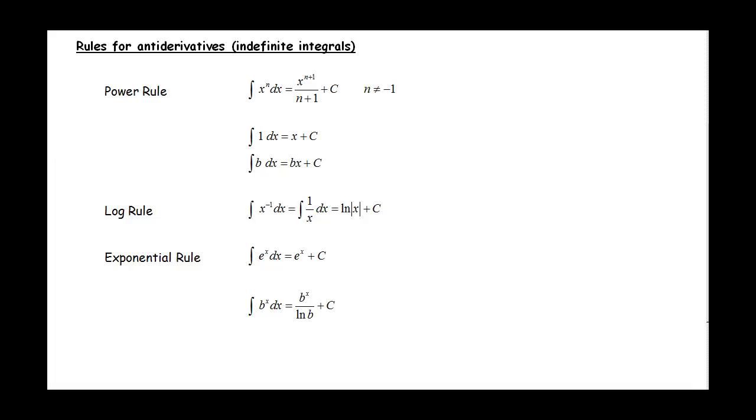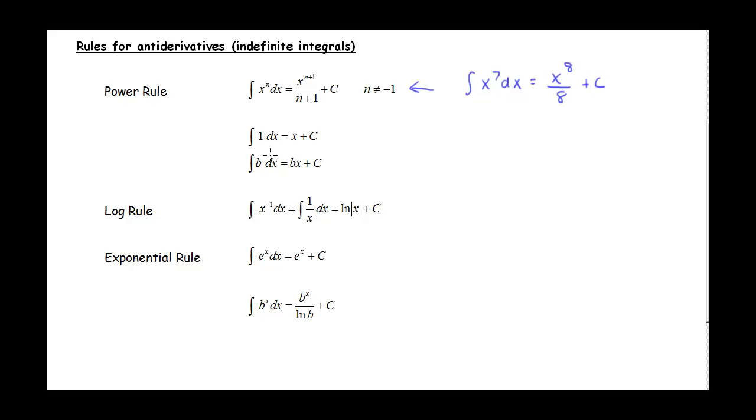So here are all of our rules put together. So we just saw this one here. This is the power rule, x to the n dx. We have x to the n plus 1 over n plus 1 plus c, and this only works for n does not equal -1. So an example of that might be the antiderivative of x to the 7th dx is going to be x to the 7 plus 1, that's x to the 8 over 8 plus c.